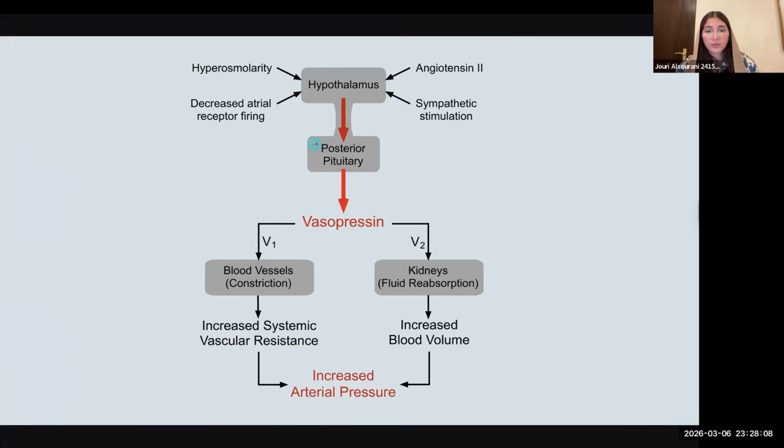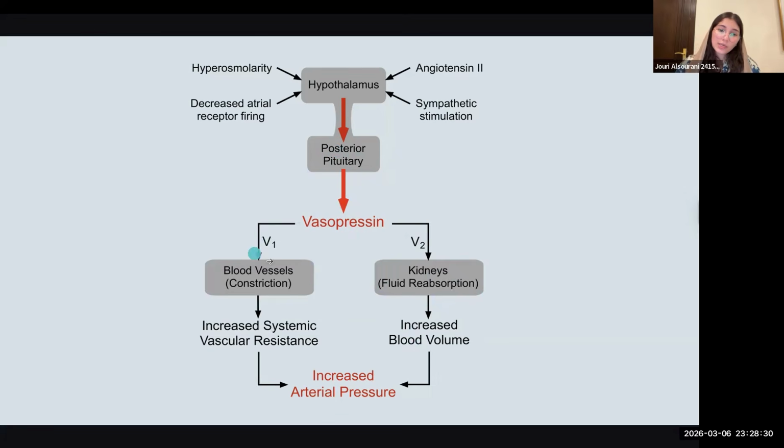And this is how it looks like overall with V1 and V2. We have the hypothalamus. It's going to stimulate the posterior pituitary. And the posterior pituitary is going to go and release vasopressin, ADH. For V2, it's going to go and act on the collecting ducts of the kidney, okay? And this is going to basically result in fluid reabsorption and increased blood volume.